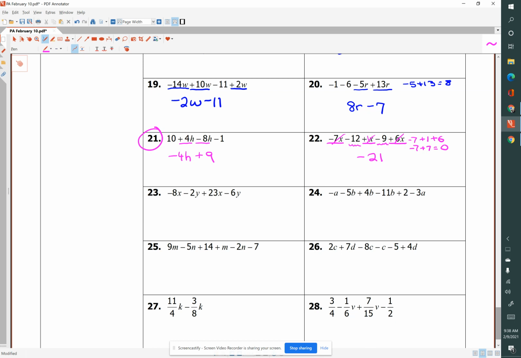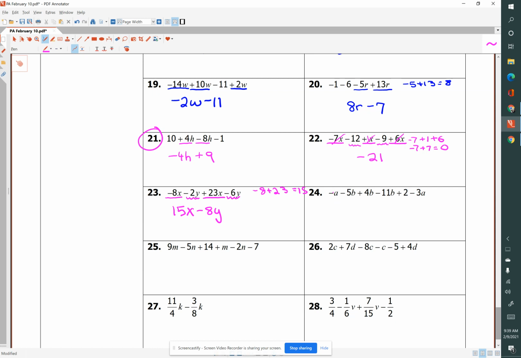They were eliminated. Now in number 23, we've got x and y. So let's work with x first because it's earlier in the alphabet. Negative 8x plus 23x. So negative 8 plus 23 equals 15. So that's going to be 15x. Now I have negative 2y minus 6y. Negative 2 minus 6 is negative 8y.